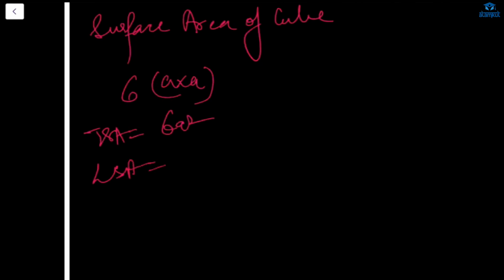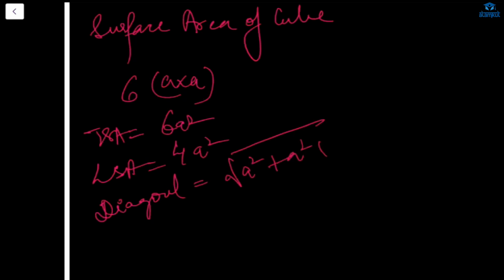LSA means only the 4 walls. The area of one wall will be A into A, A square. So for 4 walls, 4A square. And what will be the diagonal? Again, you will have A square plus A square plus A square. So A will be taken out and it will be root 3 A.